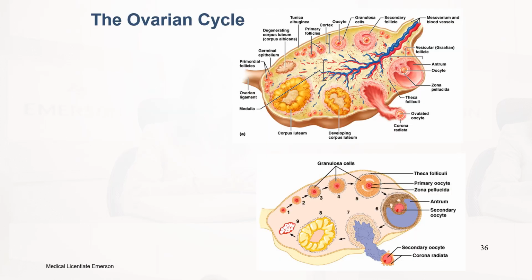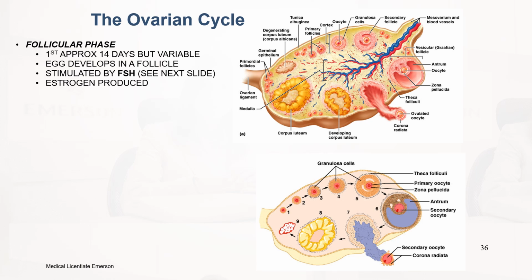Then there's the ovarian cycle, which has phases. Number one is the follicular phase, the first phase, approximately 14 days but variable. This follicular phase overlaps with menstruation. Menstruation lasts an average of 5 days, so the first 5 days overlap with the follicular phase. The egg develops in the follicle, which is stimulated by follicle stimulating hormone, and estrogen is produced.